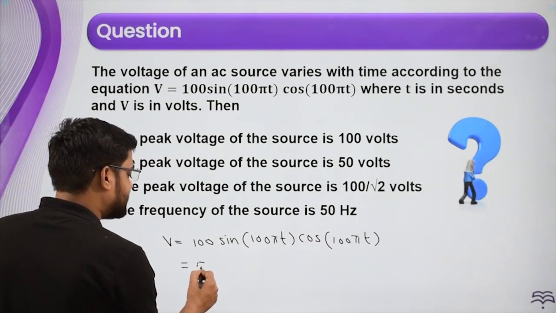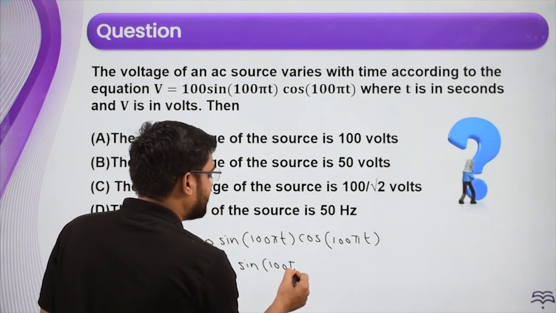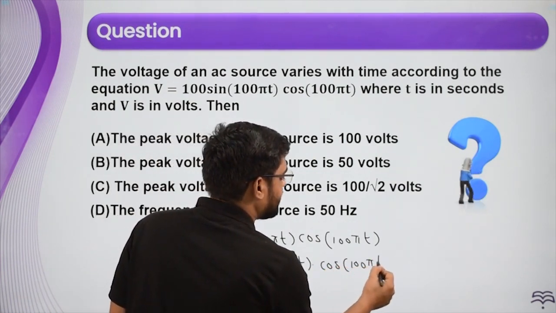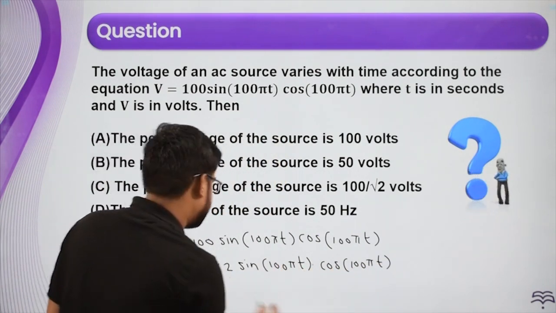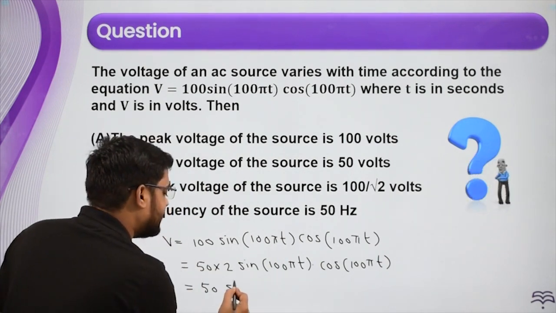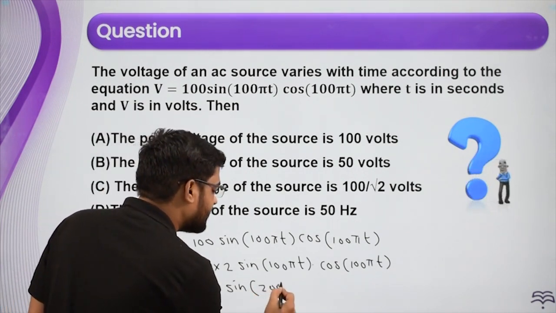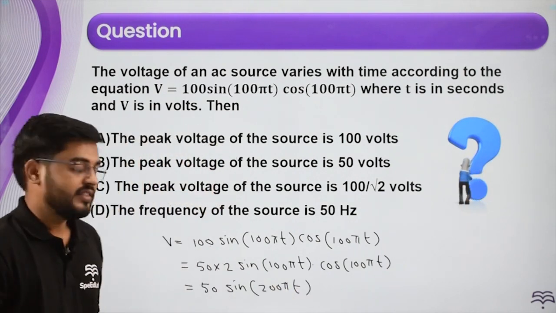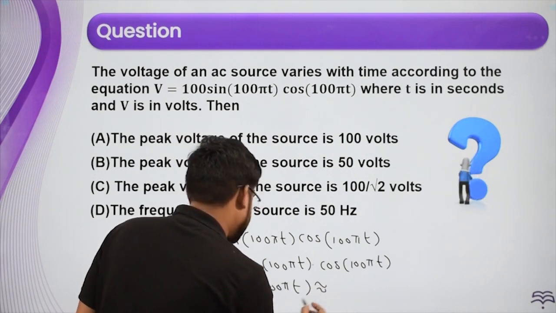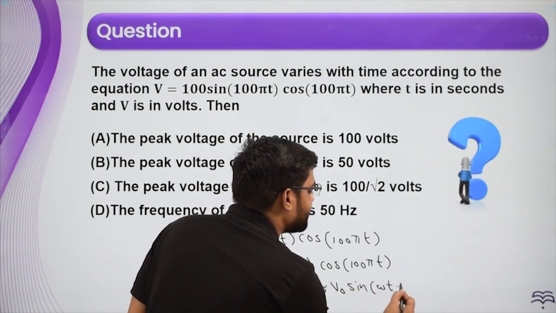So I am just writing that this is 50 into 2 sine 100 pi t times cos 100 pi t. What is this? 2 sine theta cos theta is the formula for sine 2 theta. So this is 50, and this entire thing becomes sine 2 theta, and this is the theta, so twice of that is 200 pi t. Now this is my proper equation, and let us compare it to our traditional equation, that is V naught sine(omega t plus phi).